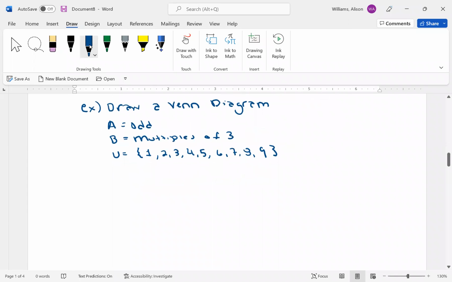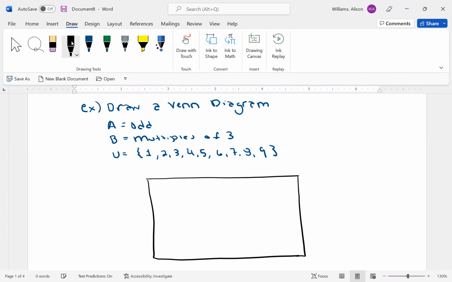Okay, so I want to draw a Venn diagram of this. So I will start by drawing my box. So in this case, do I want to draw it where the 2 circles are separate, where they have an overlap, or where one is inside the other? So I kind of need to look at what A and B are. So if A is odd numbers, and this is our universe, then A would be 1, 3, 5, 7, and 9.